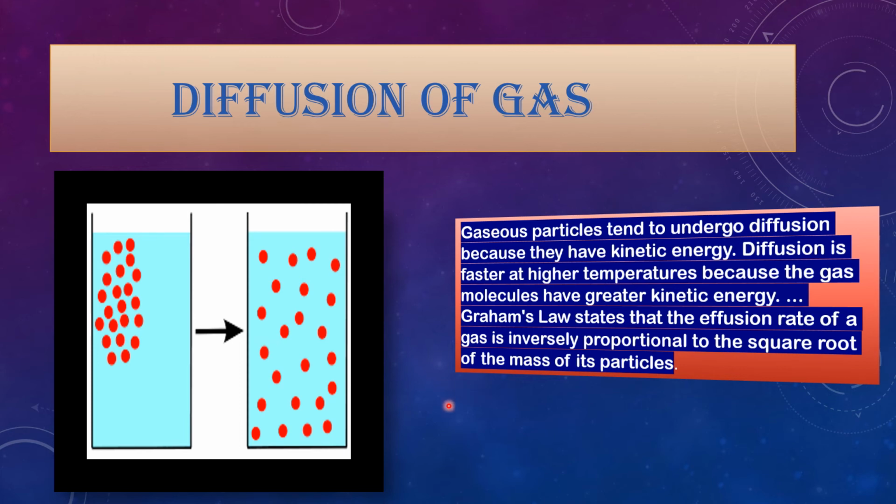So due to rapid and random movement and the existence of large intermolecular distance among the gas molecules, when two or more non-reacting gases come in contact, they spontaneously mix together to form a homogeneous gas mixture, irrespective of their densities or molar masses. This is termed as diffusion of a gas.